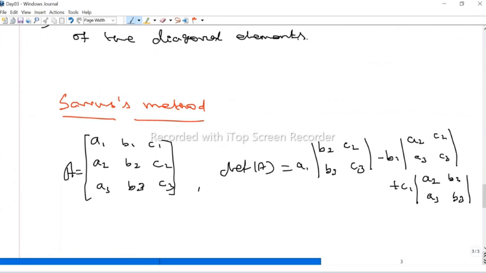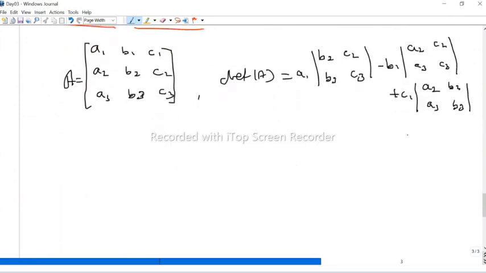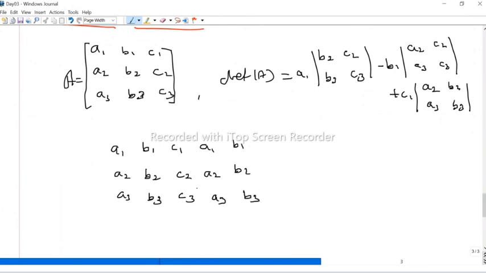Now the Sarrus method says you first write the whole matrix. So A1, B1, C1, and then A2, B2, C2, and then A3, B3, C3. Now again you start with A1, A2, A3, the first column, and then you write the second column B1, B2, B3, and you stop. No need to write the third column.